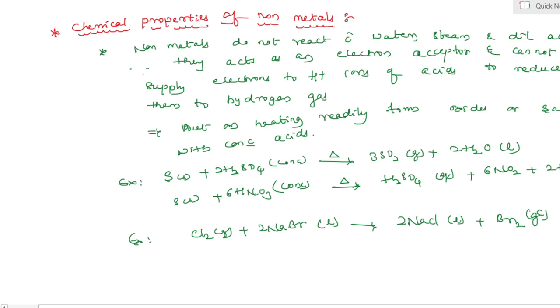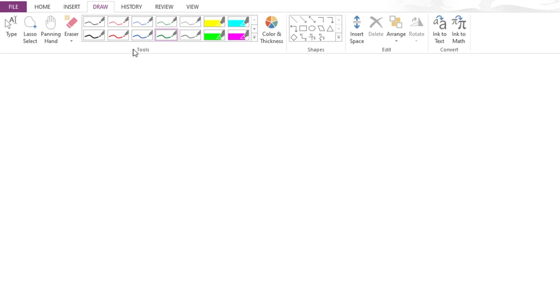Yes, my dear students. Let us see the next discussion point: how a reaction takes place between metals and non-metals. It means ionic bond formation. Reaction between metals and non-metals. It is termed as what? Ionic bond formation.